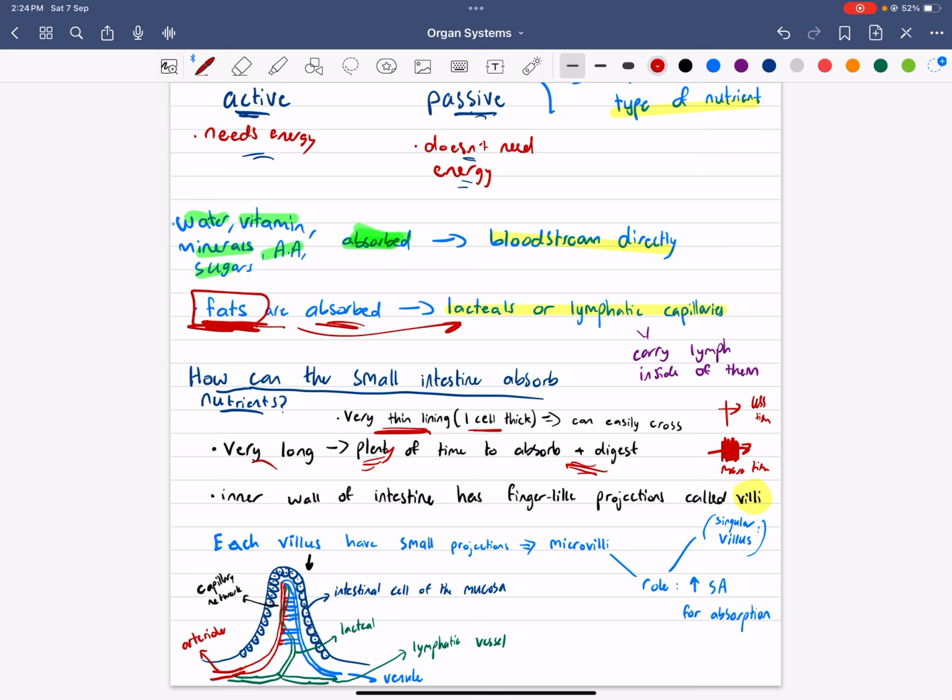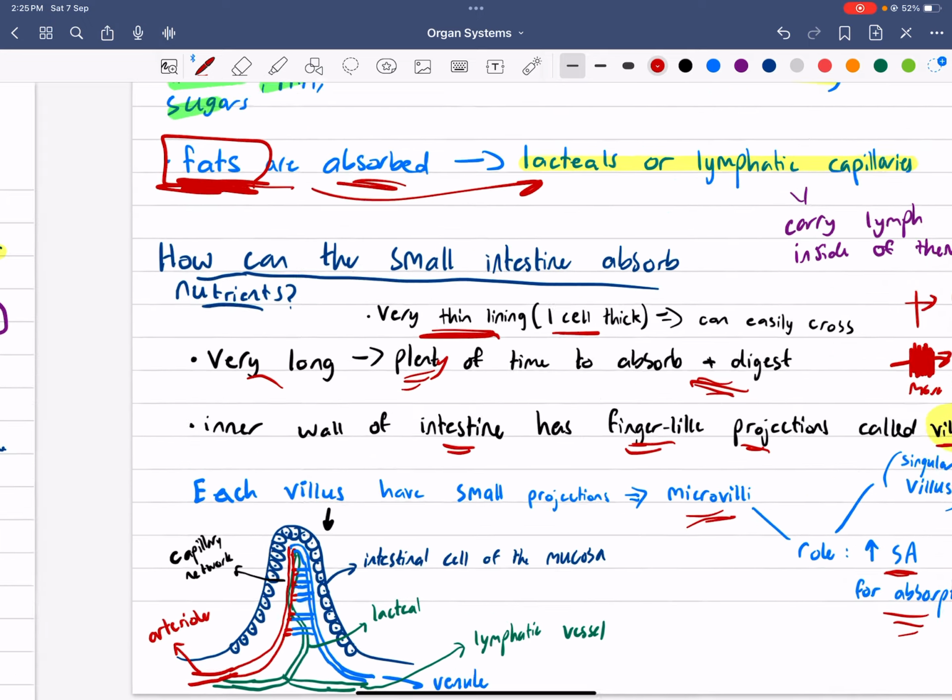And now what does the inner wall of the intestine have? It has finger-like projections called villi. And those villi, what do they have? They also have smaller projections. We call them microvilli because they're smaller than the villi. And what is their role? Their role is they increase the surface area for absorption.